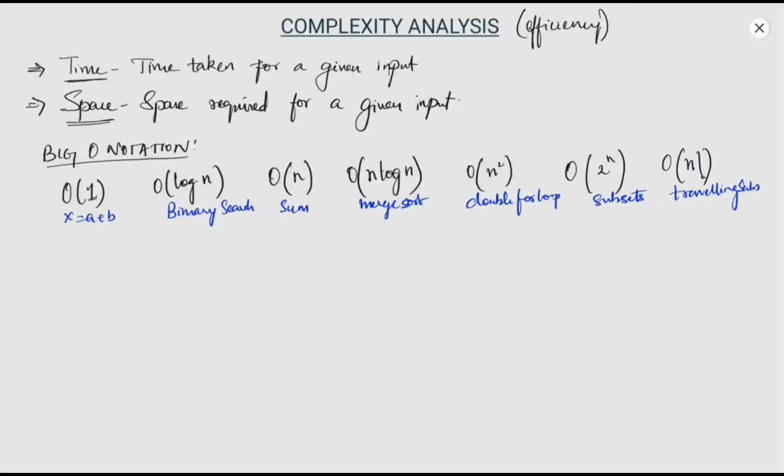Okay, I have cleared out the board and written some of the famous big O notations in their increasing order of complexities, starting with big O of 1 till big O of n factorial. So let's start with big O of 1.